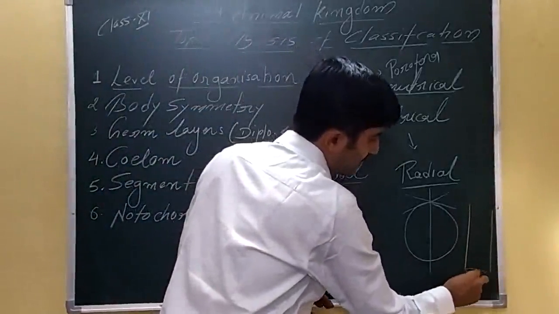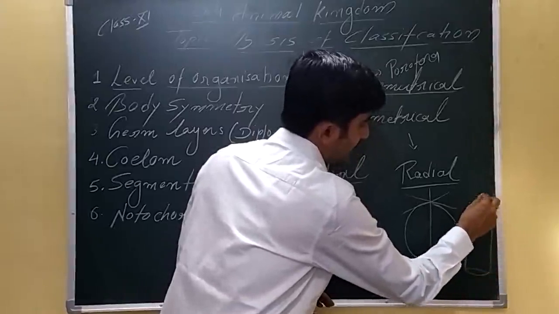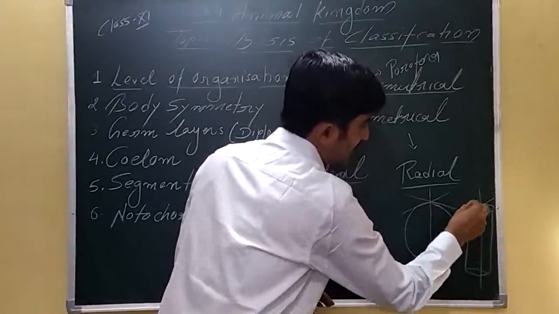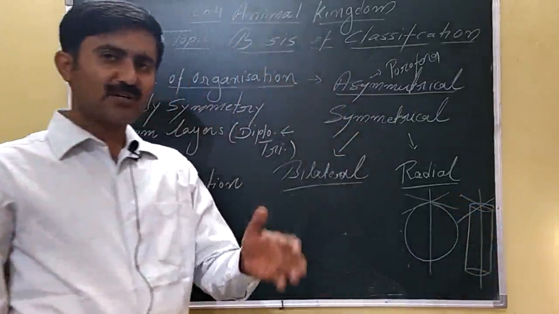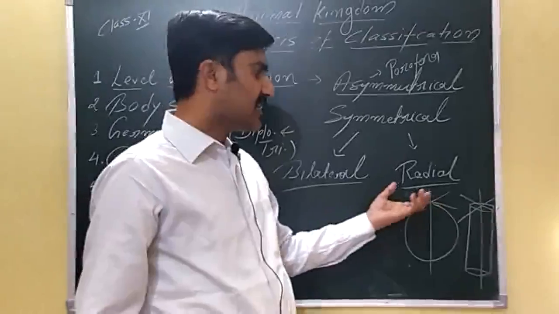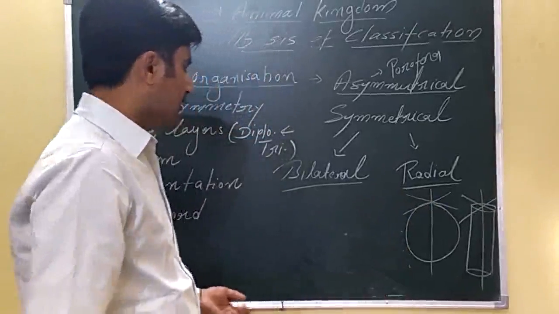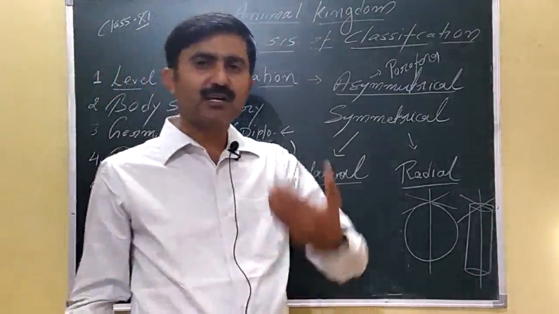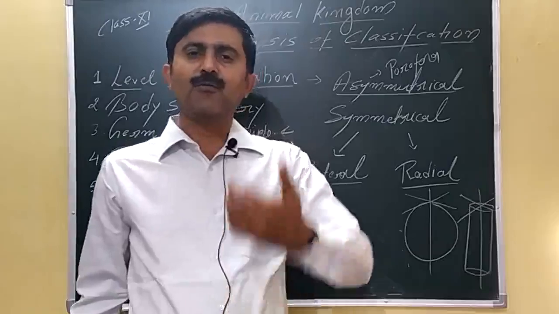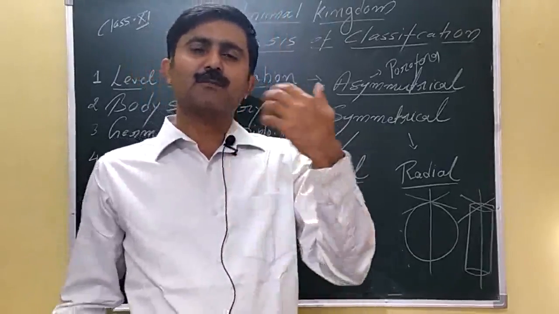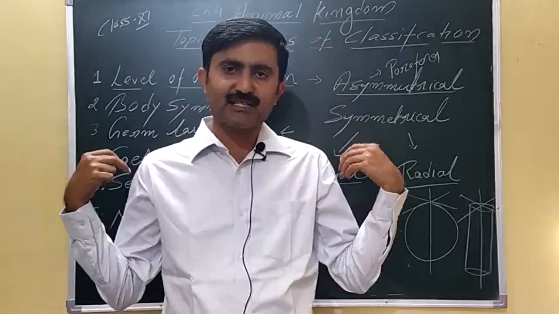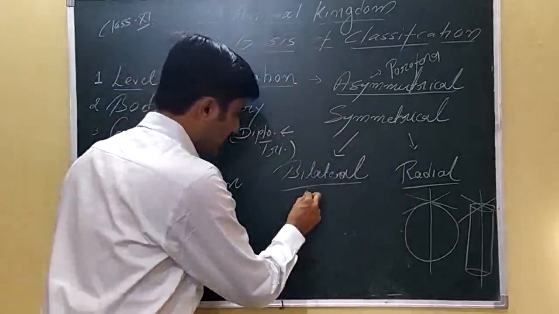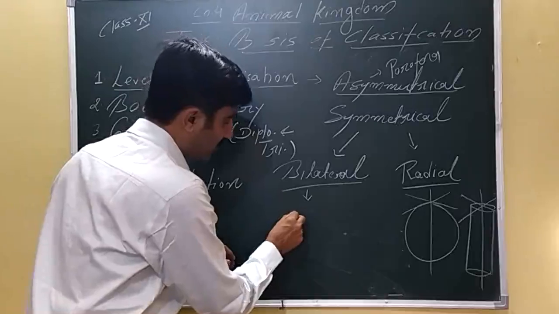If a tubular organism is there, then it can also show radial symmetry, but the condition is the cut must pass through the axis, then it can be cut into two equal halves. There are organisms, including the human body. Our body can be cut into two equal halves from a single plane. That is, both these sides are called lateral sides.